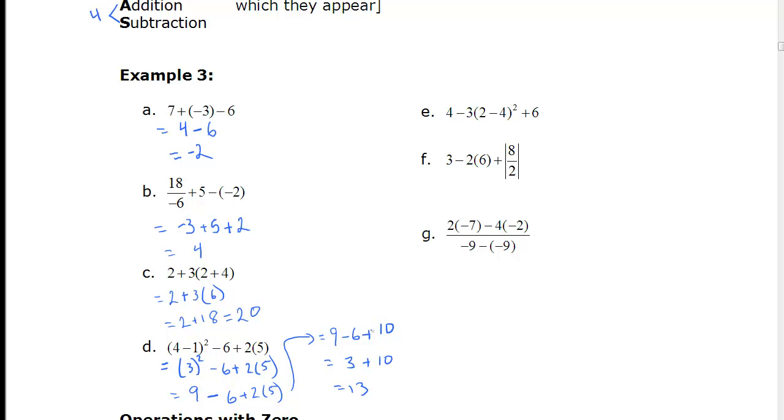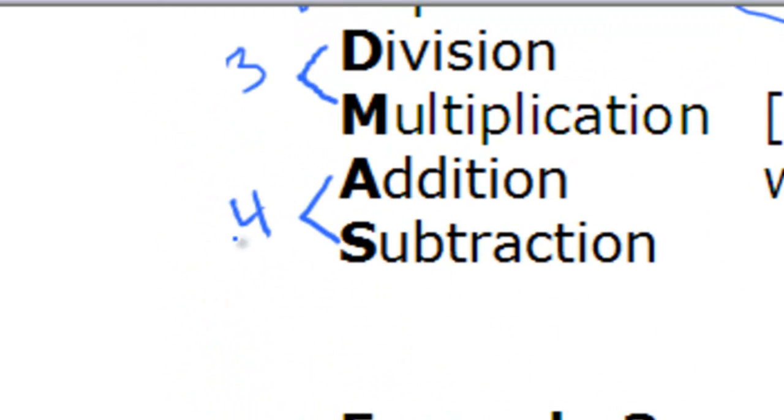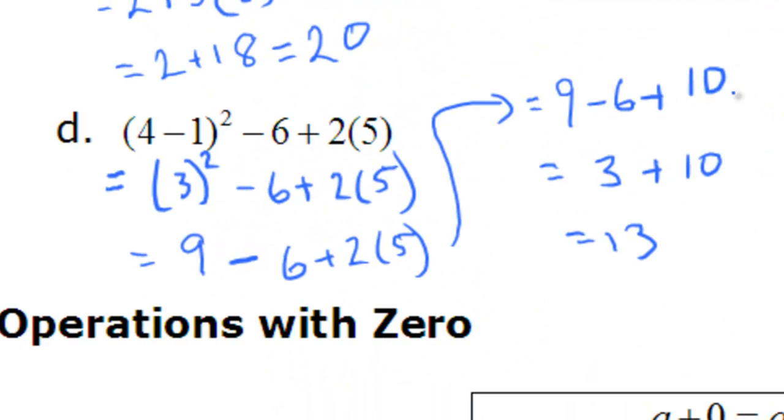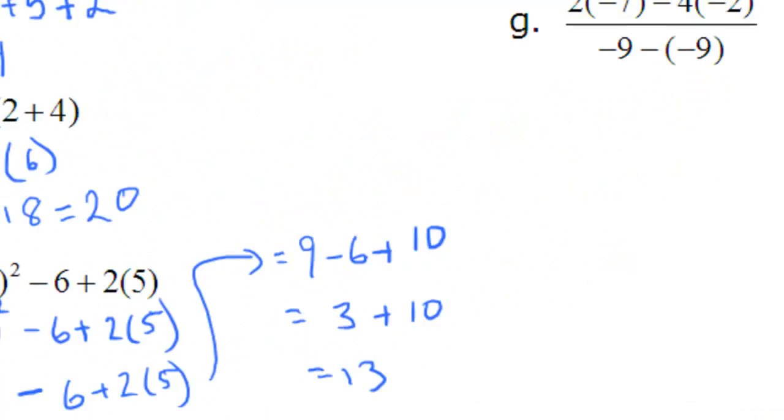So this is a perfect example of what we wrote up here, that these are equal in importance. We go from left to right. So in this case, the subtraction came before the addition. So don't get hung up on the addition has to come first.